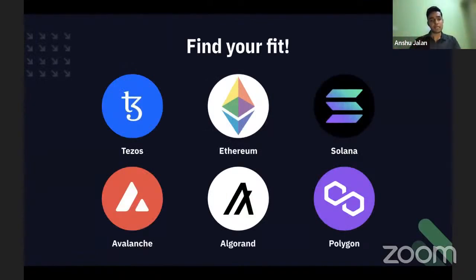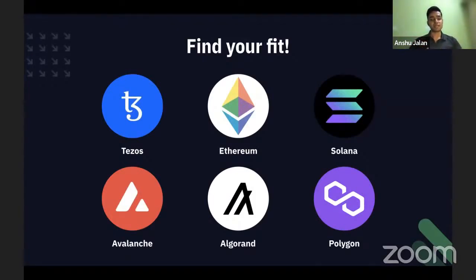I was personally building on Ethereum back in 2018, 19, and then I shifted to Tezos and I really found my fit there. And you can do something similar. You can build on Solana and see if that works for you. But one thing that I recommend is that don't keep switching blockchains. Switch maybe once if you're not finding your fit, but pick one and stay there.